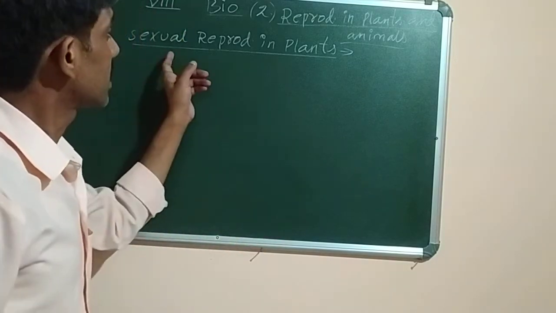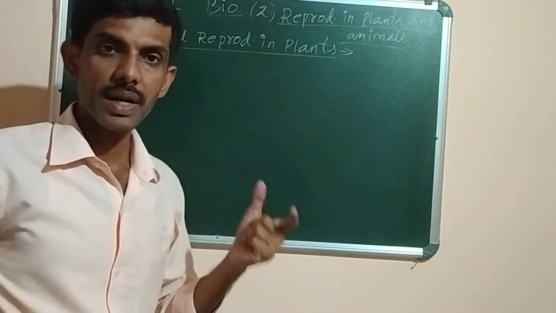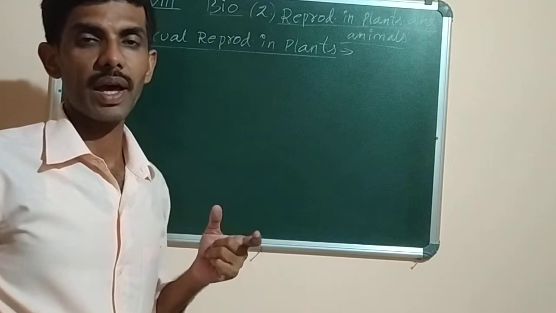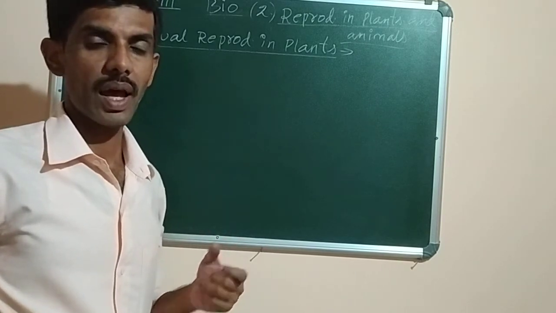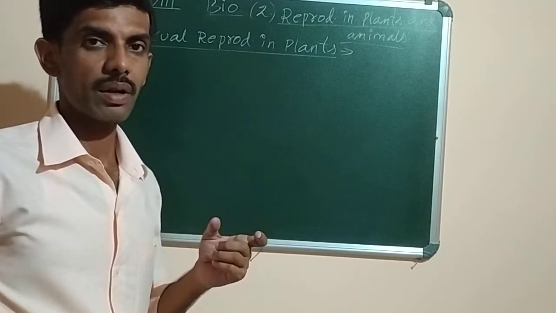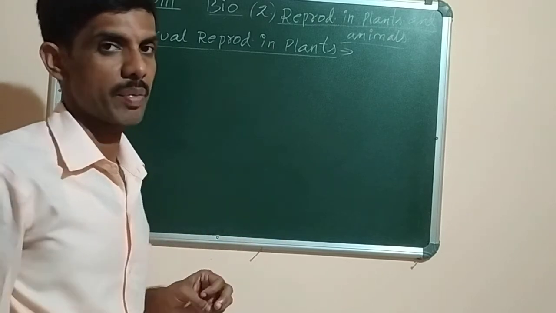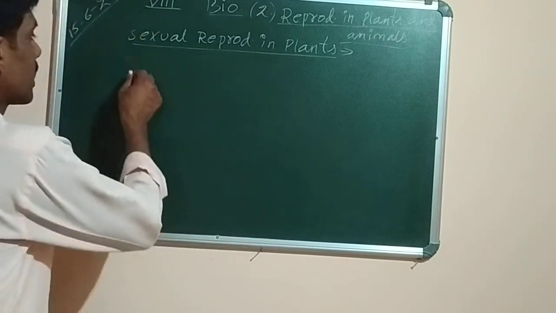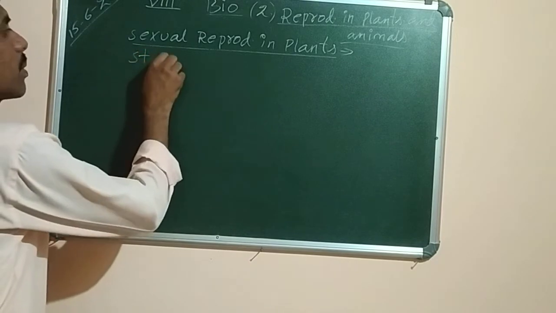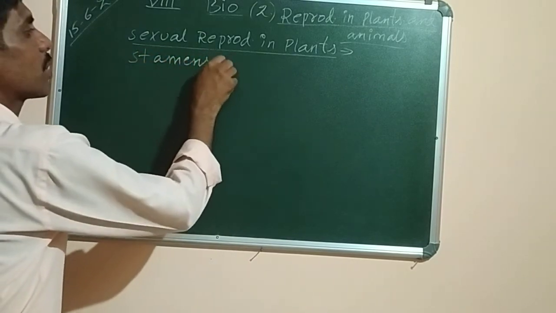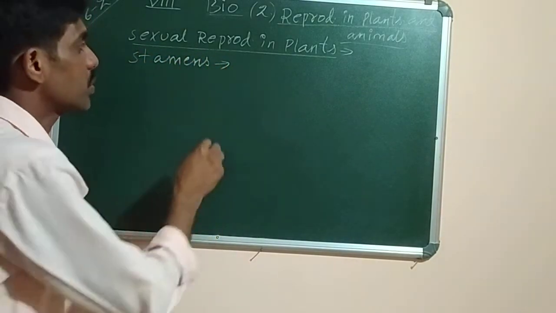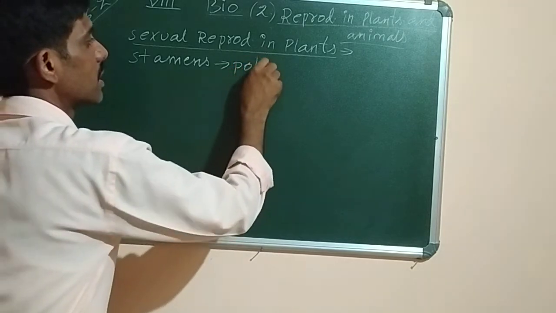Now what is sexual reproduction in plants? Plants reproduce sexually with the help of flowers. And inside the flower, both male and female parts are present. Like the male part of the flower is called stamens, and the stamens produce the male gametes, which are known as pollen.